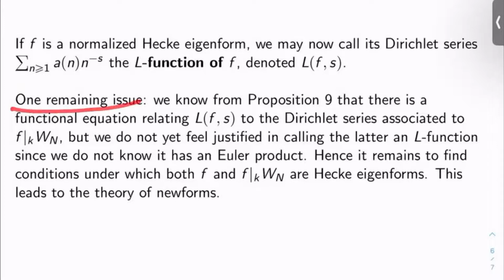So one remaining issue is we know from proposition 9 that there's a functional equation relating L of f, s, to the Dirichlet series associated to the modular form f slash_k W_N, where W_N was the negative 1 over N z matrix. The problem is we don't actually feel justified calling the Dirichlet series associated to this an L function yet, because we don't know it has an Euler product. And so it remains to figure out conditions under which both f and f slash_k W_N are Hecke eigenforms. Because remember, being a Hecke eigenform is what characterizes your Dirichlet series having an Euler product and hence being an L function.